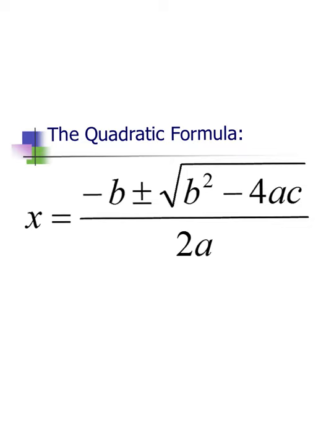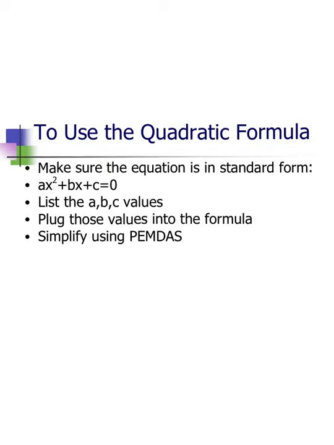So it says x equals negative b plus or minus the square root of b squared minus 4ac all over 2a. So to use the quadratic formula, we're going to make sure that the equation is in standard form. Standard form is your ax squared plus bx plus c equals 0. We're then going to list the a, b, and c values.